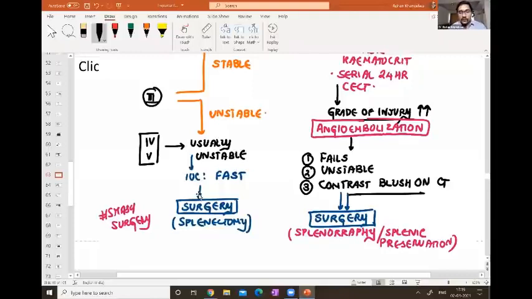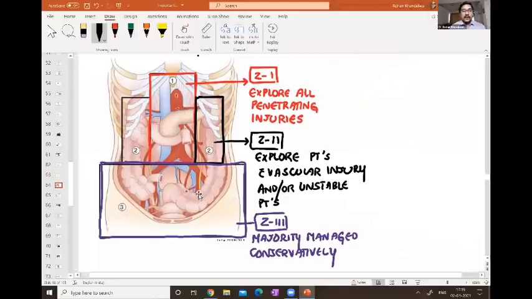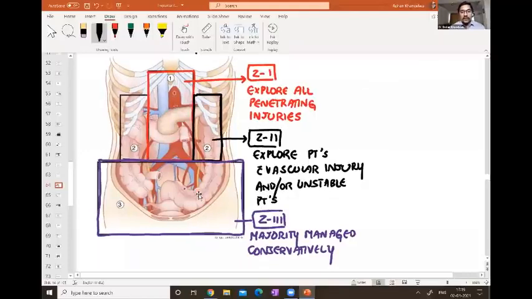There was a question from zones of retroperitoneal trauma in last year's FMG exam. You should know about this. Zone 1 includes the major vessels, and we should explore all penetrating injuries to zone 1. All penetrating injuries to zone 1 should be explored, and zone 1 has maximum mortality.